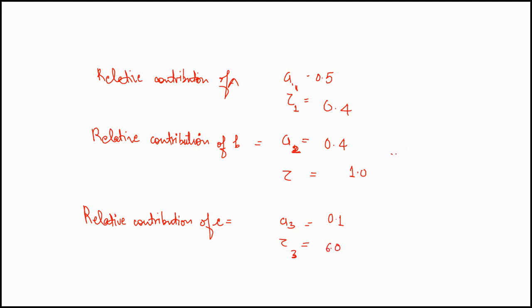Now, if you calculate the relative contribution, it will depend on a1 and tau. So this is 0.5 into 0.4, so it will come to be 0.20. Then the relative contribution from B will be 0.4 into 1.0, so it will be 0.4. The other is a3, so it will be 0.1 into 6.0.